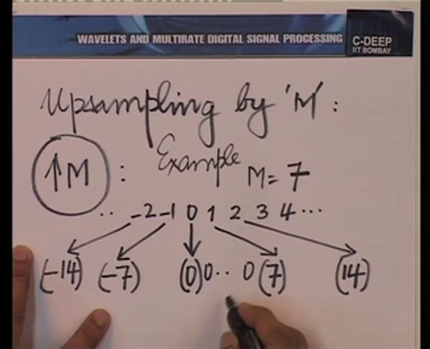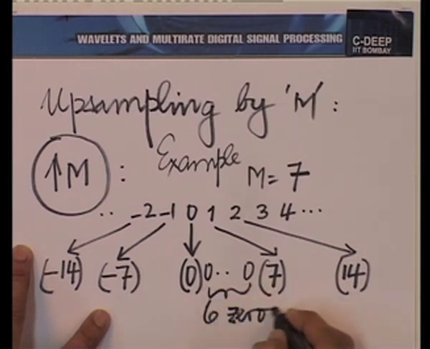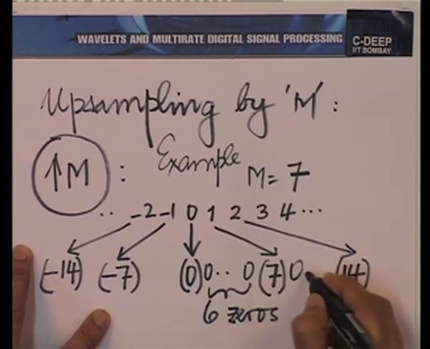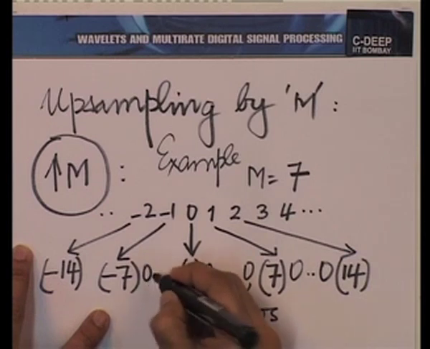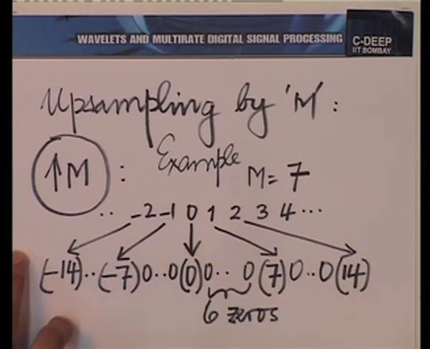So, how many zeros would you insert here? 6 zeros. Here too 6 zeros in between. Here also 6 zeros and so on. So, this is upsampling by a factor of 7. We understand now how we can generalize both downsampling and upsampling.